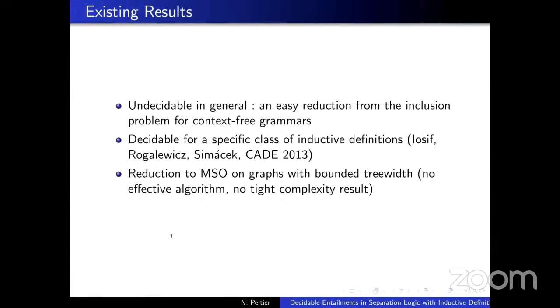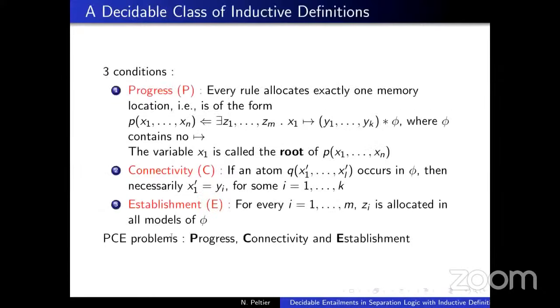We know that such entailment problems are undecidable in general, but they are decidable for a specific class of inductive definitions, which is actually quite large. The proof is based on a reduction to monadic second-order logic on graphs with bounded tree width. But the proof gave no effective algorithm and no precise complexity bound for this problem. So the considered class of inductive definitions is defined by the following conditions.